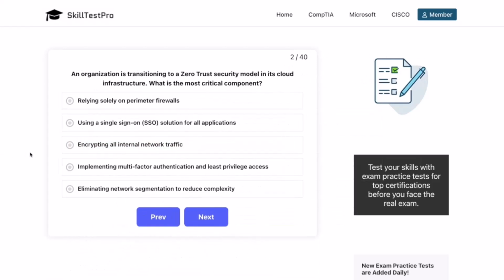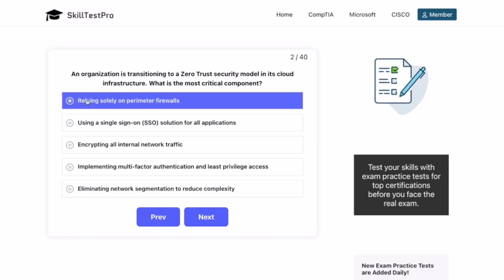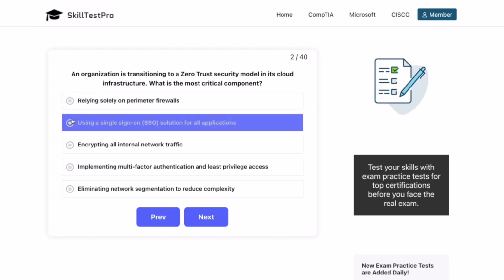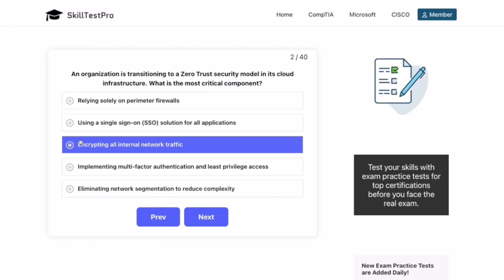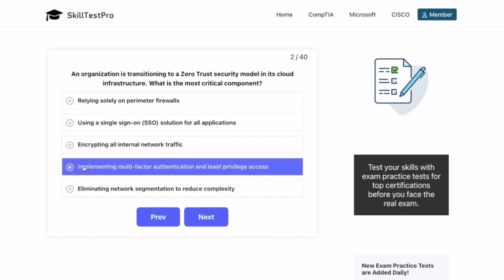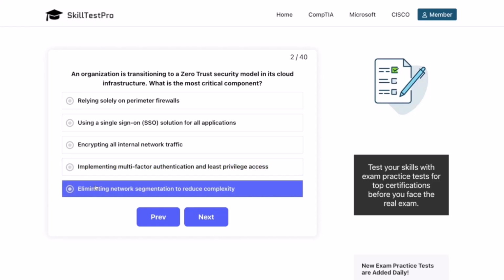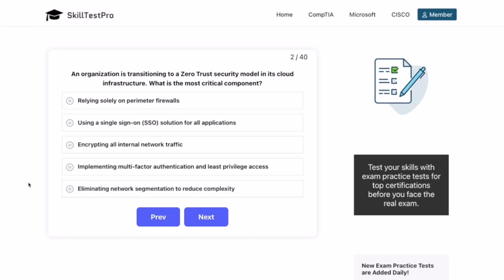An organization is transitioning to a zero-trust security model in its cloud infrastructure. What is the most critical component? Relying solely on perimeter firewalls? Using a single sign-on or SSO solution for all applications? Encrypting all internal network traffic? Implementing multi-factor authentication and least privilege access? Or eliminating network segmentation to reduce complexity?